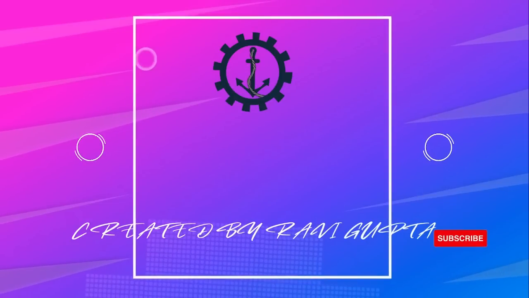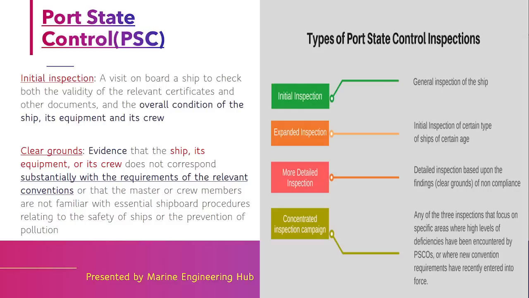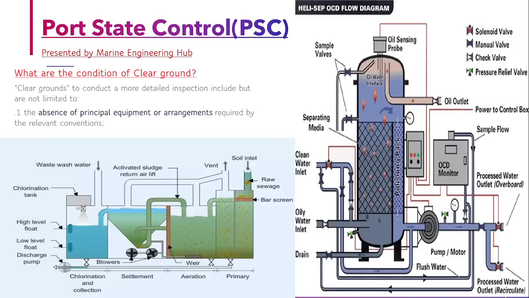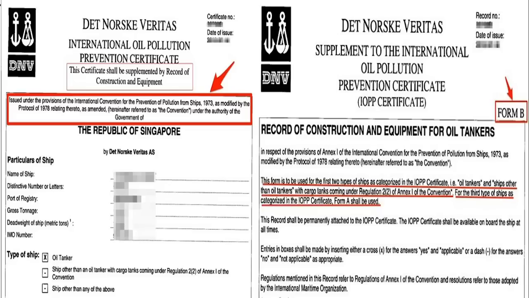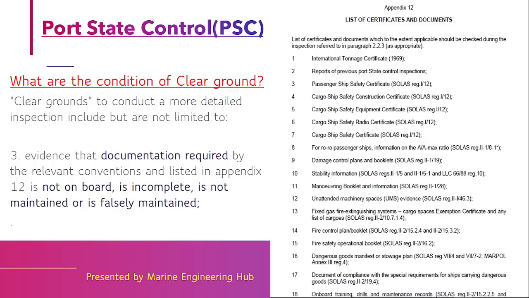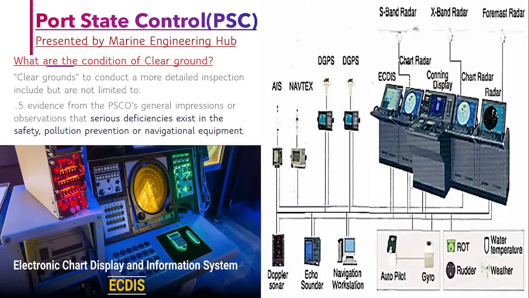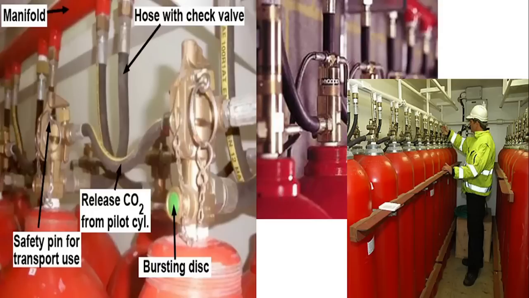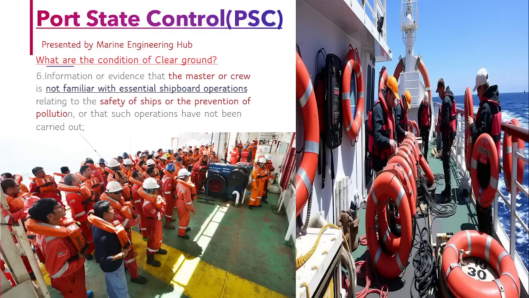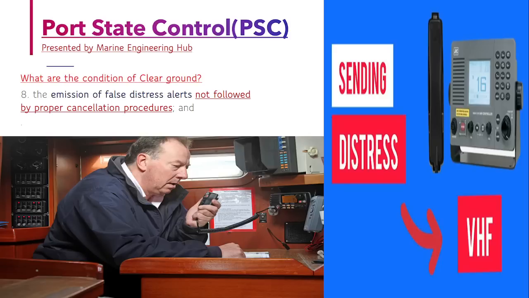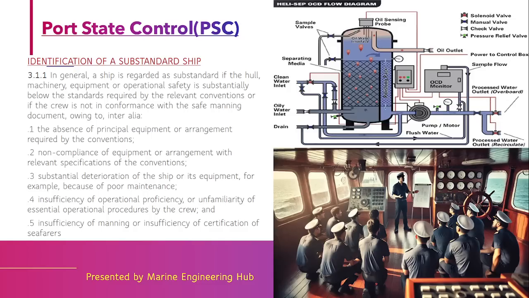Today we'll talk about clear ground. In today's video, we'll learn what the conditions of clear ground are, based on which your ship may be subjected to more detailed inspection, and if it is found as per PSC that your ship is not following the international compliance, it may be detained. So friend, in the examination they ask you what are the 9 clear grounds based on which your ship may be detained. After that we will try to learn what you mean by substandard ship.